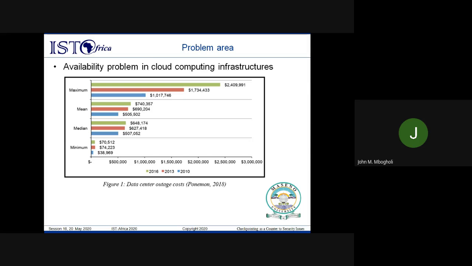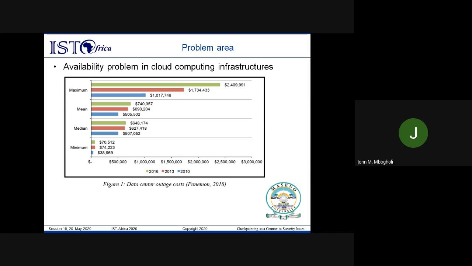To start us off, we will look at the problem area, and this was based on the availability problem in cloud computing infrastructures. The figure captures the problem in one snapshot. This was a research that was carried out by Ponimon in 2018 that examined data center outage costs across 63 organizations in the US. We can see that the most significant thing that comes out from this figure is that the costs over the 6-year period have more than doubled, especially in the maximum quadrant of the figure.